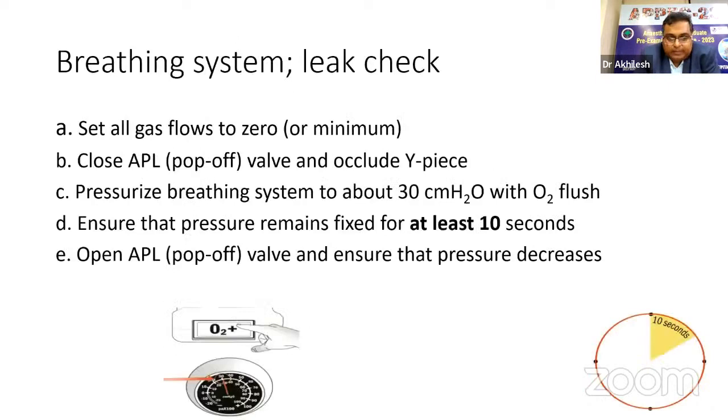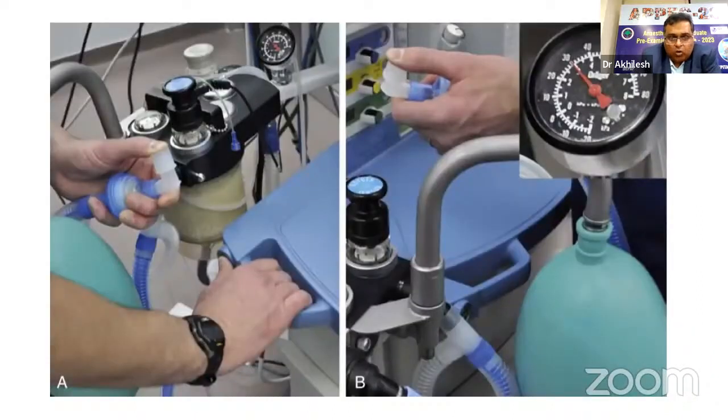Now, how do we do this test? Set all the gas flows to 0 from the flow control knobs. Make all the gas flows at 0. Close the APL valve and occlude the Y-piece. All flows are 0. Close the APL valve and occlude the Y-piece. This is the Y-piece. So occlude the Y-piece, close the APL valve, and then use the oxygen flush. Here he is using the oxygen flush.